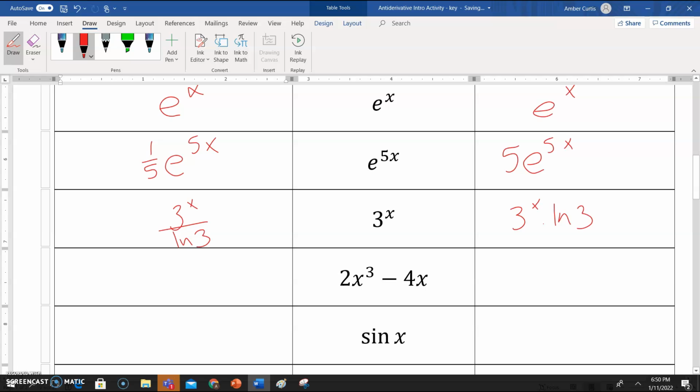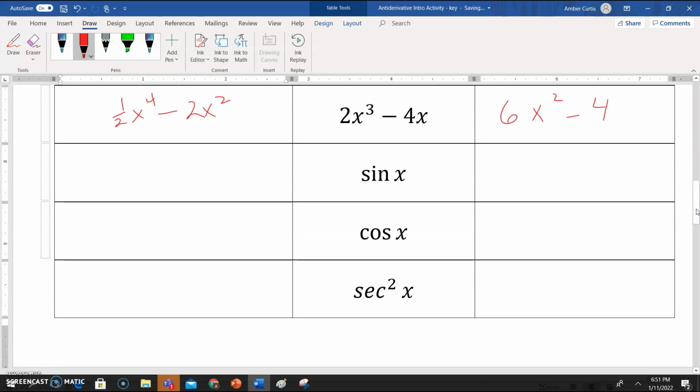And then this next one is very similar to the previous ones. It just has two terms. Its derivative is 6x squared minus 4. And then its antiderivative is going to be, let's see, x to the 4th. And then we know this is 1/2 minus 2x squared. And that's because 4 times 1/2 is 2, and then 2 times 2 is 4.